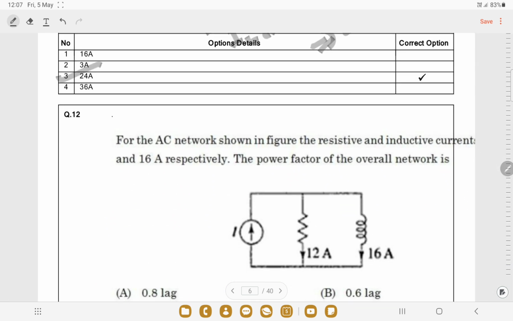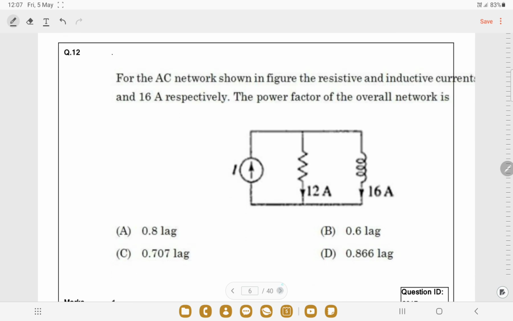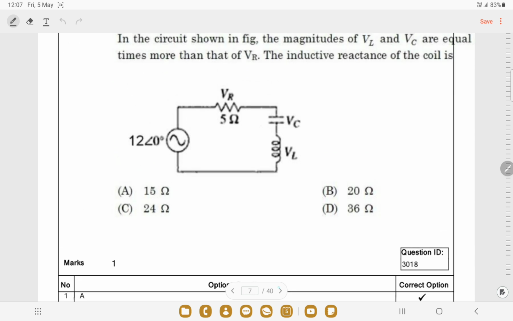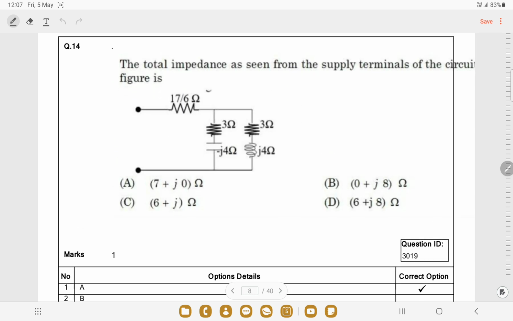Next question, this question is not given properly. All the values are not given, so we'll skip this question. Similarly with question number 13 also, you can skip this. Next question, we have question number 14.